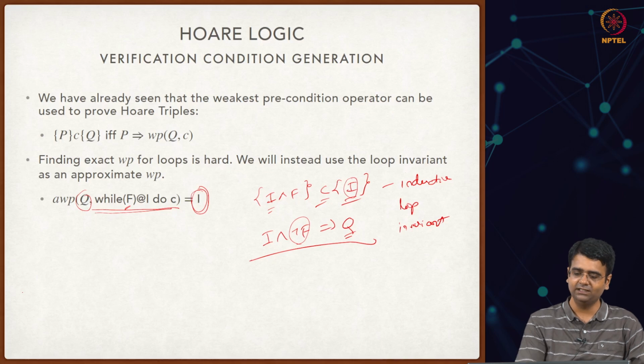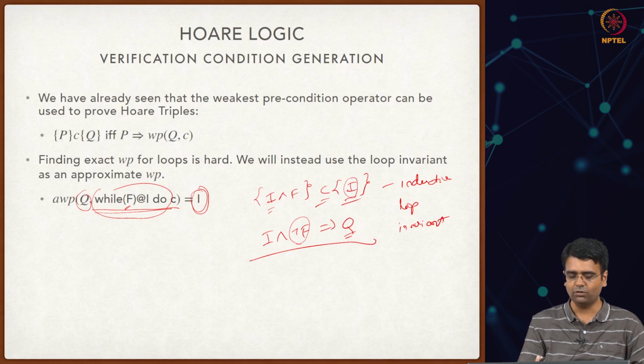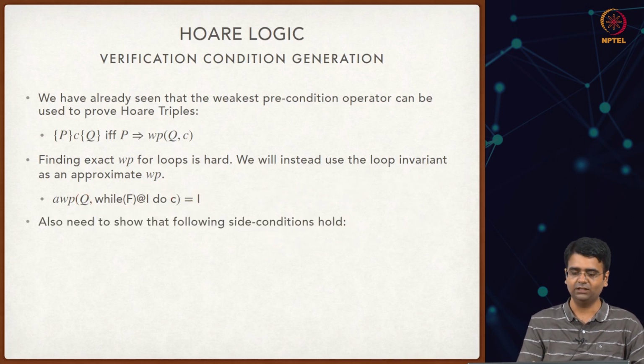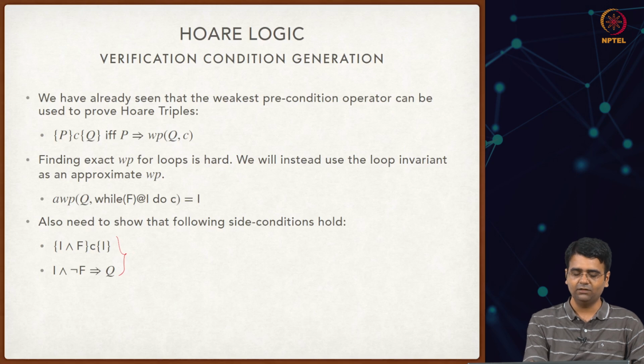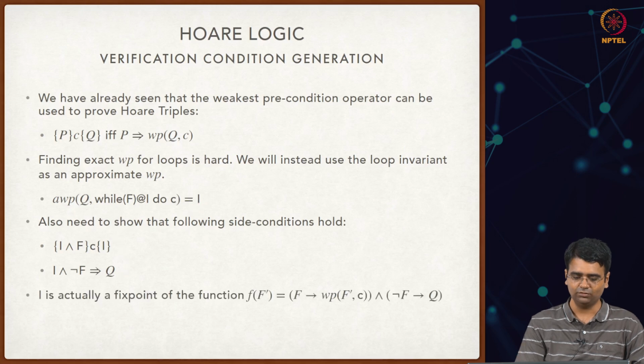So this will guarantee that any execution of this while loop beginning from a state in I, if the execution terminates, is going to end up in a state in Q, which is the exact condition that we need for I to be in the weakest precondition. So we need to show that these two side conditions hold. If these two side conditions hold, then we can say that I will be an approximate weakest precondition, in the sense that executing the while loop beginning from a state in I is guaranteed to end up in a state in Q.